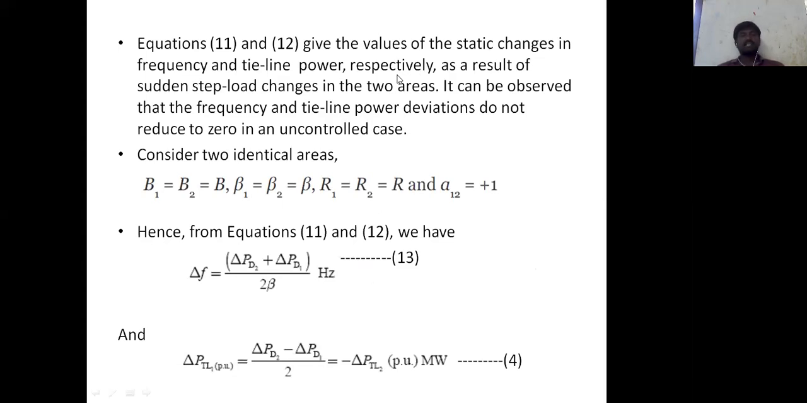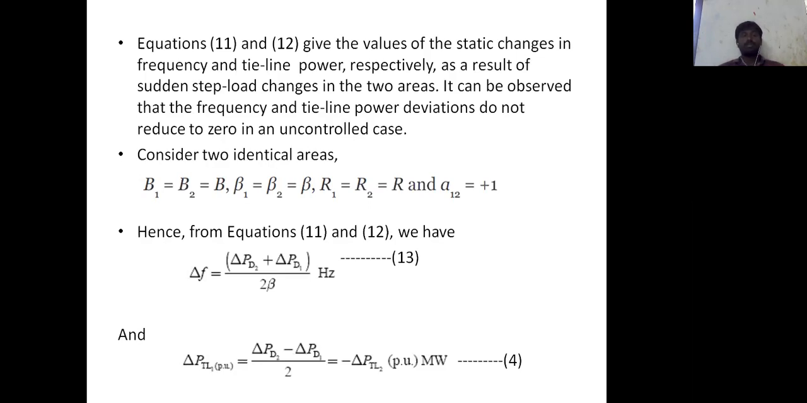As the result of a sudden step load change in the two areas, it can be observed that the frequency and tie line power deviations do not reduce to zero. In the uncontrolled case, consider two identical areas: B1 equal to B2 equal to B, beta 1 equal to beta 2 equal to beta, R1 equal to R2 equal to R, and A12 equal to plus 1. Here B means damping coefficient, R means speed regulation.